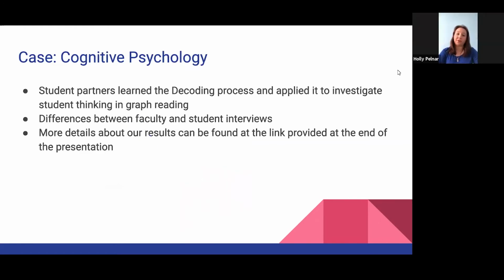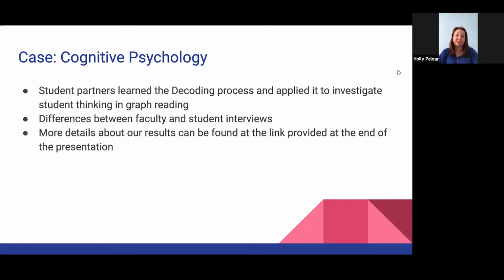So as a student partner in this project, I learned about the decoding process and how to conduct decoding interviews with students. We interviewed students both to assess the efficacy of the decoding interviews in novice populations and also to get a better idea of the steps or lack thereof that students utilize when looking at a graph. In terms of efficacy, we found that decoding interviews were successful with student participants.